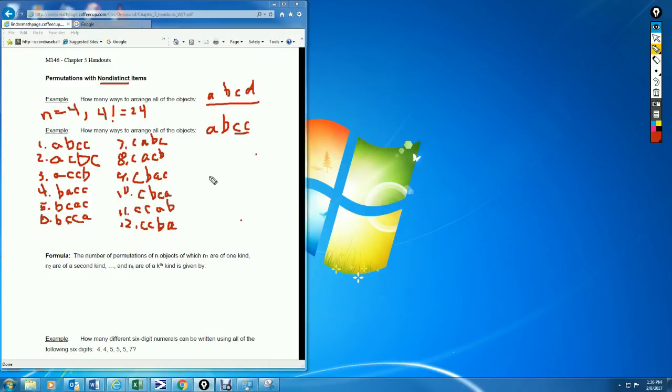Okay. So if we have 4 different objects like we did up here, there were 24 ways. So we still have 4 objects, but 2 of them are the same. And now there are only 12 ways, 12 permutations. And as you may suspect, there is a formula to deal with this special case. The special case being that one of the items or more is repeated.